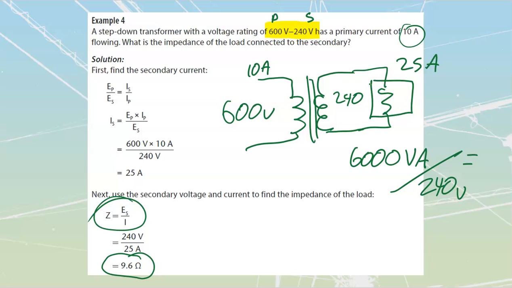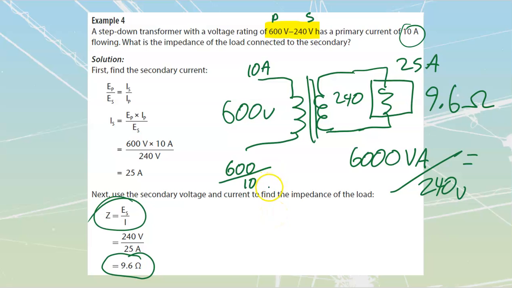Well, we just calculated that as being 9.6 ohms over here. What does this source see the impedance as being? Well, we're going to have to do the same calculation where we take the value of voltage over top of the value of current. In this case, I have got 600 volts over top of 10 amps. R is equal to E over top of I.